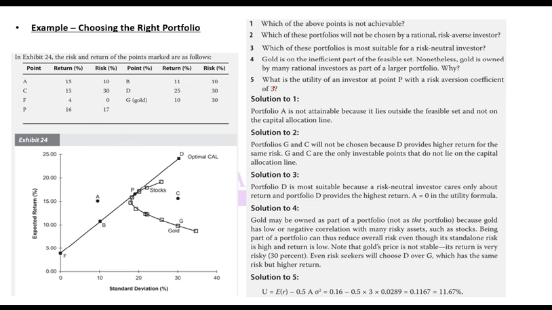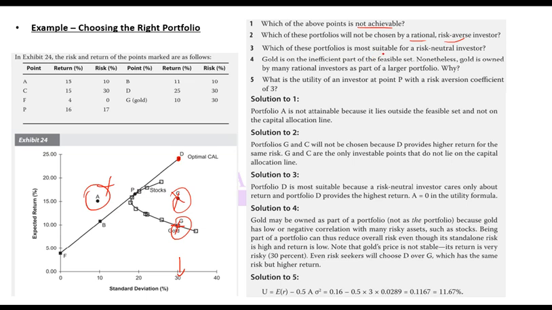There is a question, which of the above points is not achievable? So anything above CAL is not achievable. So A is not achievable. Which of these portfolios will not be chosen by a rational risk averse investor? So if an investor is risk averse, he will not choose those portfolios which are inefficient. So for example, C and G. Why? Because he knows that for the same level of risk he can get higher return. So he will not choose C or G.